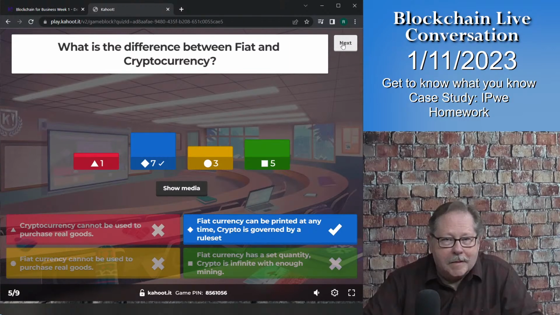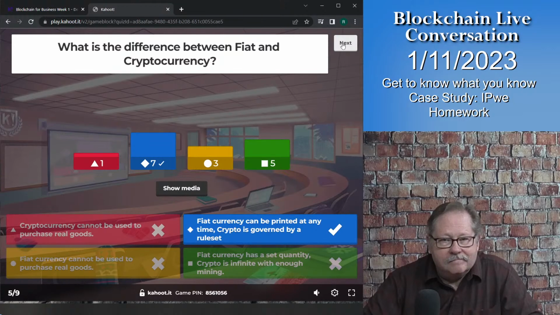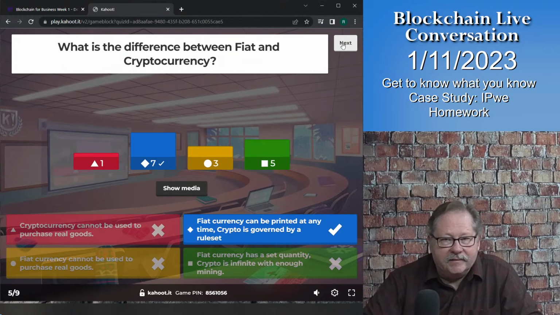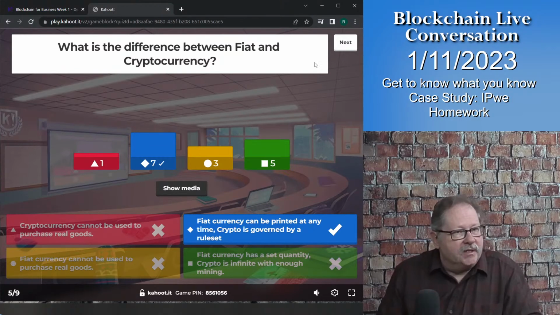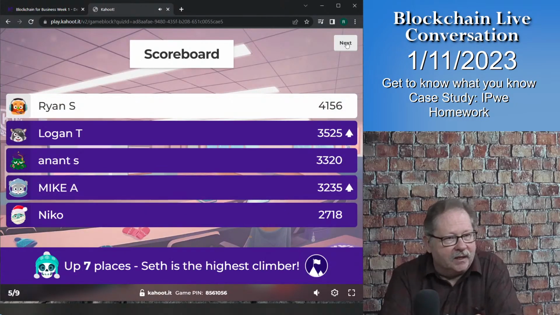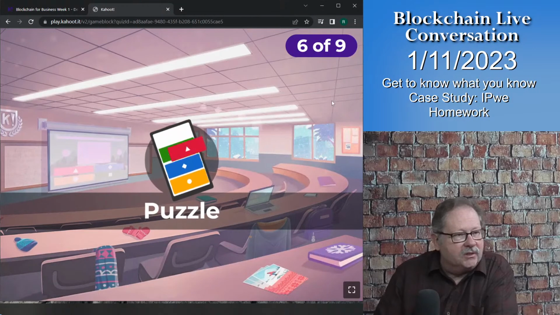Sorry, I have to reset our camera here. All right, we're recording again. Okay, so on to the next question. Let's see if this shuffled any of the leadership here. And Ryan held on to his lead and extended his lead. Logan's coming back after him, though, and Anant is still there in the run.